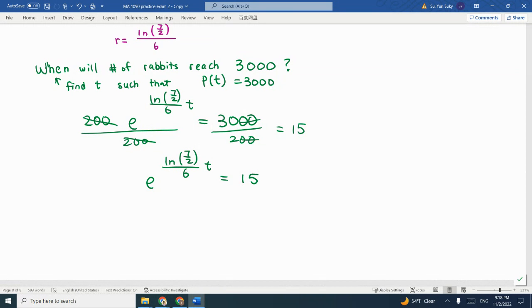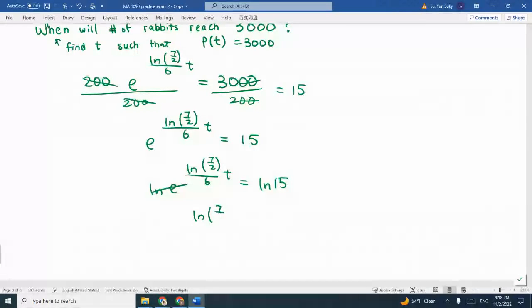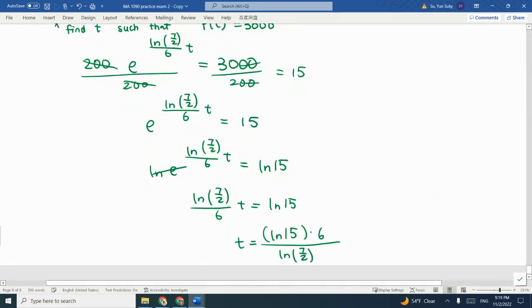To get rid of the e, we apply ln on both sides. So ln of e to the ln 7 over 2 over 6 t equals ln of 15. ln and e cancel, so we get ln of 7 over 2 over 6 t equals ln of 15. How do we find the t? Multiply both sides by 6 and divide by ln of 7 over 2. So this is the time.